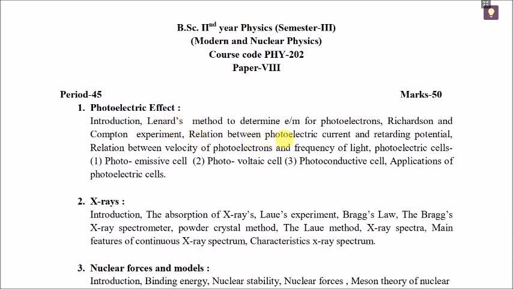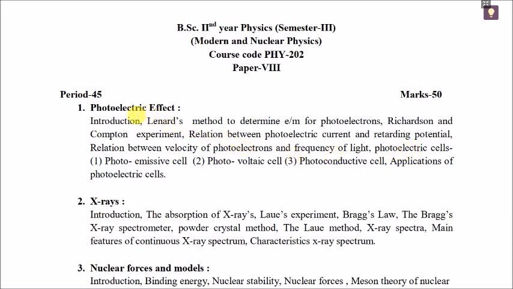After that, the relation between photoelectric current and the retarding potential. The photoelectric current, which depends upon the number of free photoelectrons, basically depends upon the retarding potential for that material. So we will discuss the relation between the photoelectric current and the retarding potential. After that, we will discuss the relation between the velocity of photoelectrons and the frequency of light. Then after that, photoelectric cells.